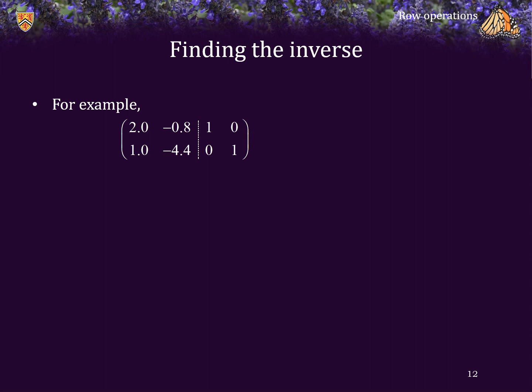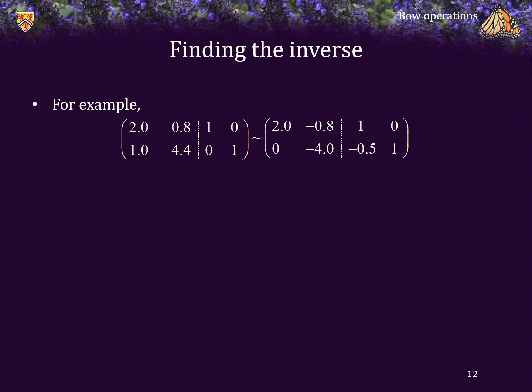So, for example, if we wanted to find the inverse of the matrix 2, -0.8, 1, -4.4, we would set up the augmented matrix as follows. We would now apply row operations to convert the matrix on the left to upper triangular or row echelon form. So we will add -0.5 times row 1 onto row 2. Notice that the matrix on the right is that matrix that represents the row operation of adding -0.5 times row 1 onto row 2.